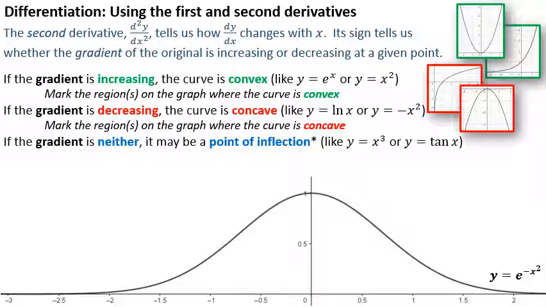I say maybe because there are situations where it isn't, but in this particular case, on the graph we're looking at here, there are places where the graph changes from being convex to concave or concave to convex, and those are known as points of inflection, where the concavity changes or when the sign of the second derivative changes. That's when we're dealing with a point of inflection.